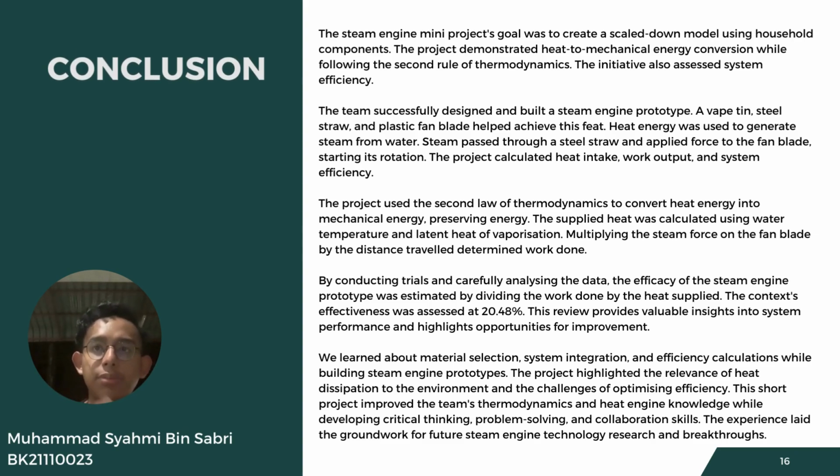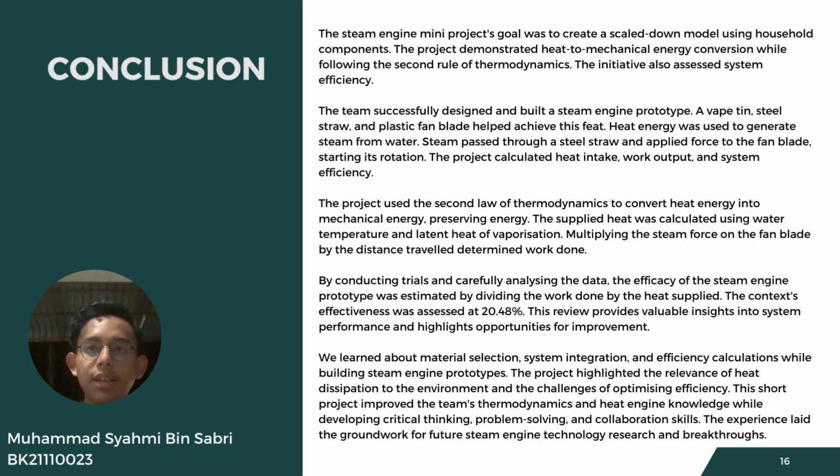The steam engine mini project goal was to use household items to make a scaled-down model. Heat to mechanical energy conversion was shown using the second law of thermodynamics. The initiative evaluated the system efficiency. The team created a steam engine prototype using the vape tin, steel straw, and plastic fan blades. Water was steamed using heat. Steam from a steel straw rotates the fan blade. So from this, we can calculate the heat, work, and the system efficiency.